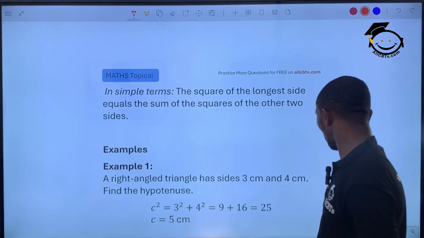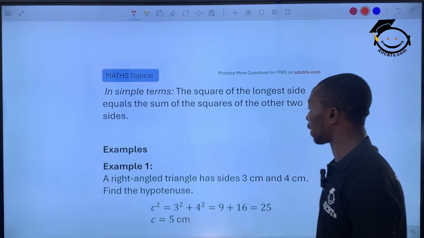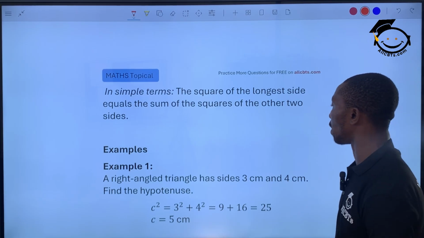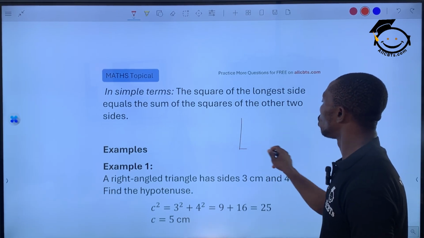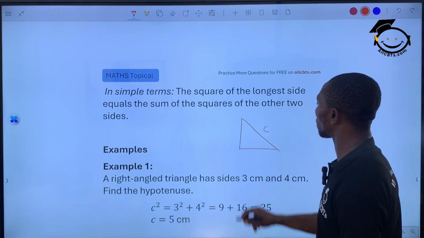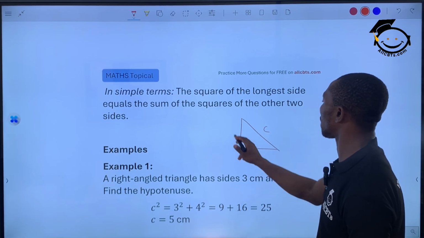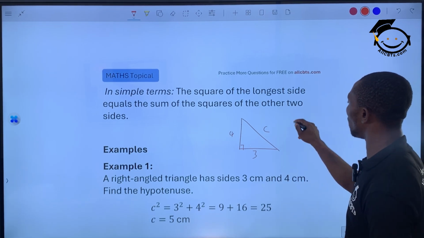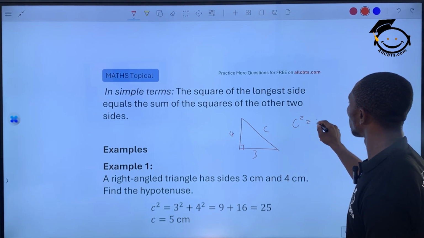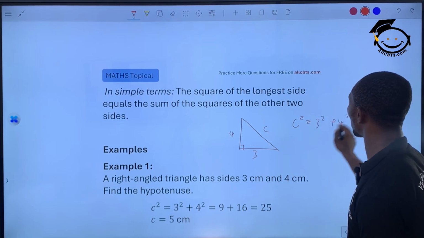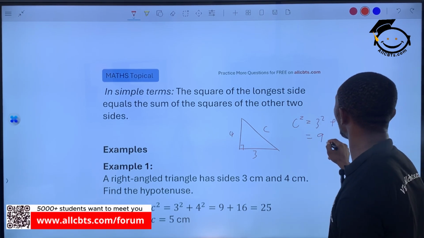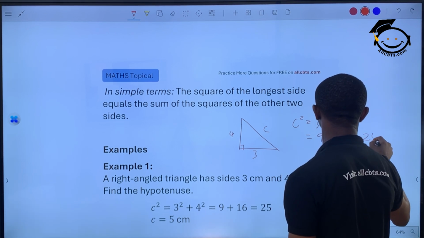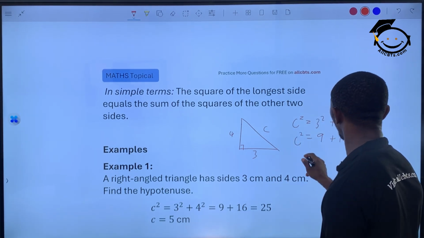Example 1 says, in a right angle triangle, it has sides 3 cm and 4 cm. What is the hypotenuse? So we are asked to find the hypotenuse C, given that one side is 3 and the other is 4. Applying the Pythagoras rule, C squared equals 3 squared plus 4 squared. 3 squared is 9, 4 squared is 16, and 9 plus 16 gives us 25. So C squared equals 25.